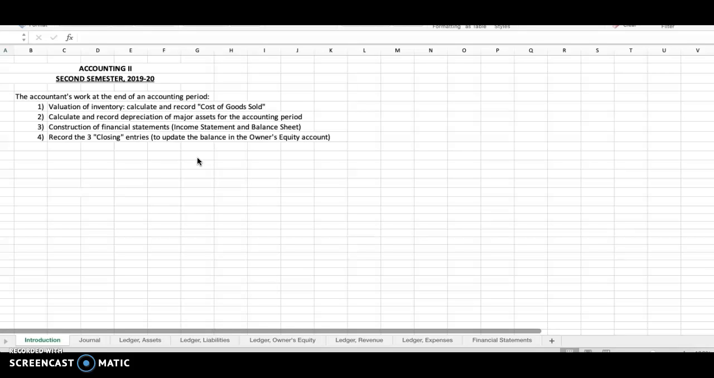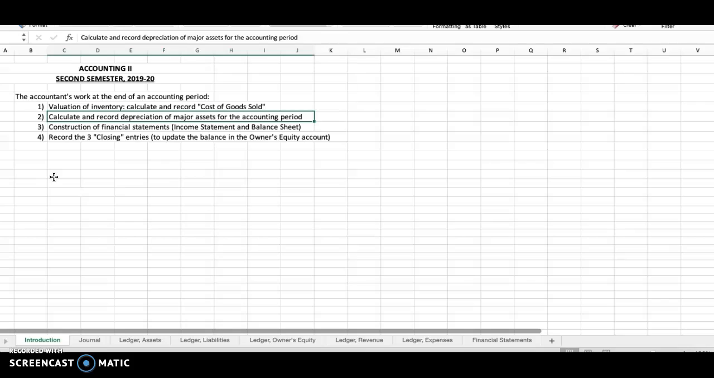On your screen, let's look at 4 steps that every accountant needs to do at the end of the accounting period. As you know, accounting periods vary. Could be a month, could be 6 months, could be a year, but whatever works best for a business is what they use. But at the end of that accounting period, 4 steps need to be made, and you've had most of these already. Step number 1, we need to calculate and record the cost of goods sold. That was what we did in topic 7.